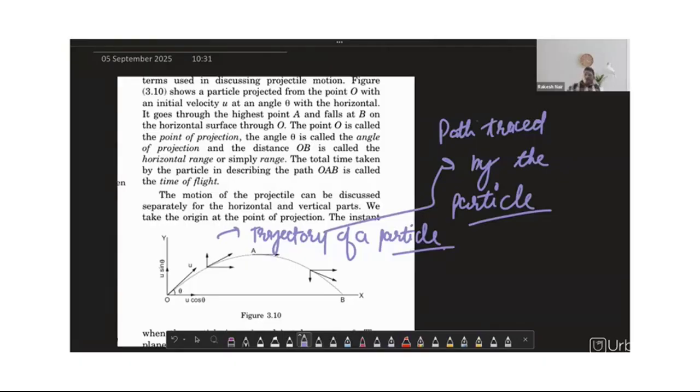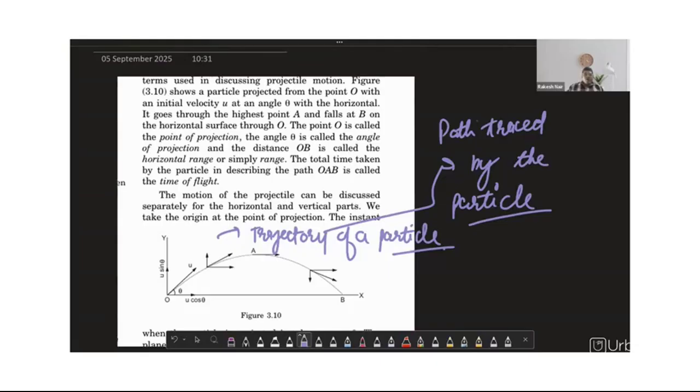Before coming to projectile motion, how is it relevant to real life applications? We must have seen, why does a cricketer throw the ball in a curve? Why is he not throwing it straight? And why is he trying to throw it like this, giving that kind of a curvilinear motion in the air?